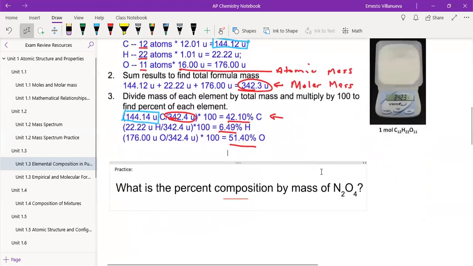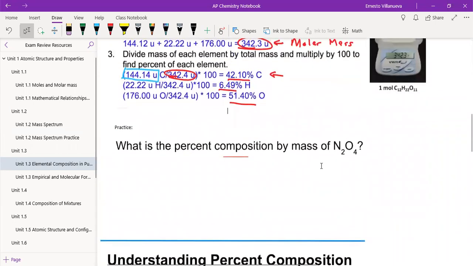Okay, let's do a little bit of practice here. We have a compound that is nitrogen and oxygen. The name of this compound will be dinitrogen tetroxide. All right, and what we're going to do is calculate the percent composition by mass of these guys, but first we have to find the atomic mass. So I have nitrogen and I have oxygen.